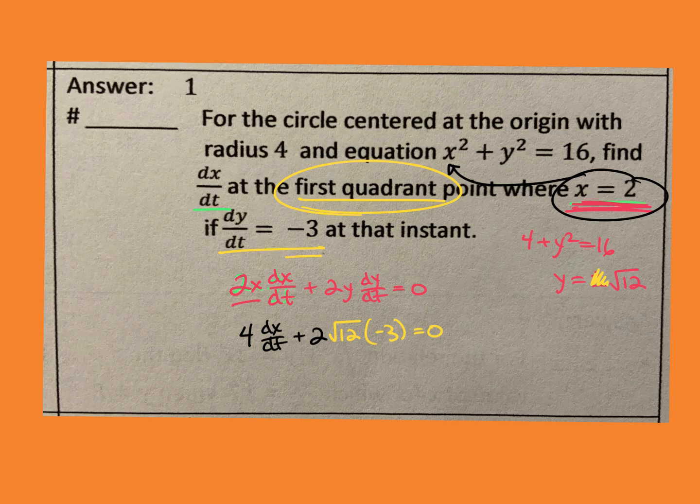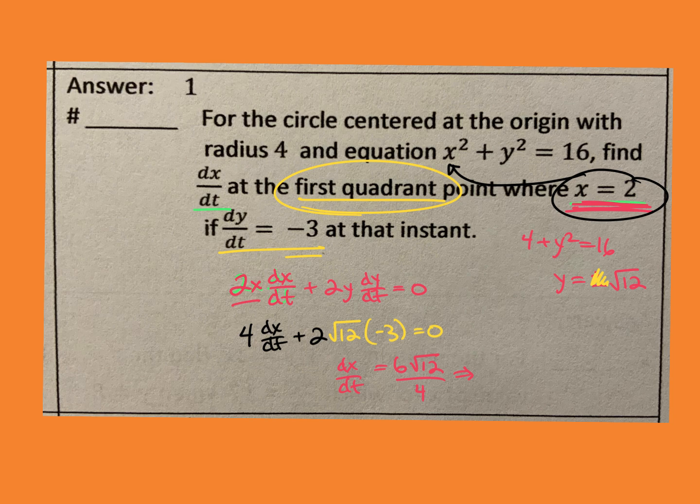And so now I have 2 times negative 3, which is negative 6. So I'm going to move over that guy. And so now I have 6 square root 12. And then what do I want to do? Divide by 4. So there's my dx dt. However, you won't find your answer like that, so we have to do a little bit more.